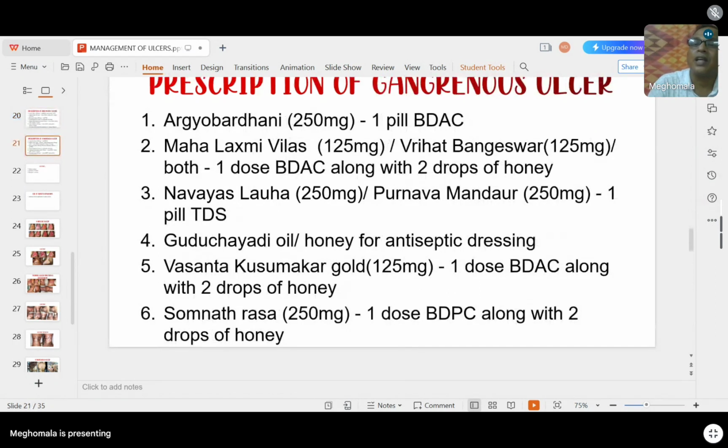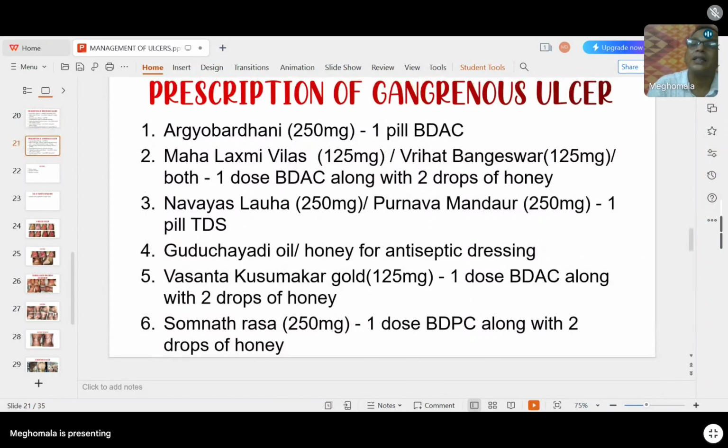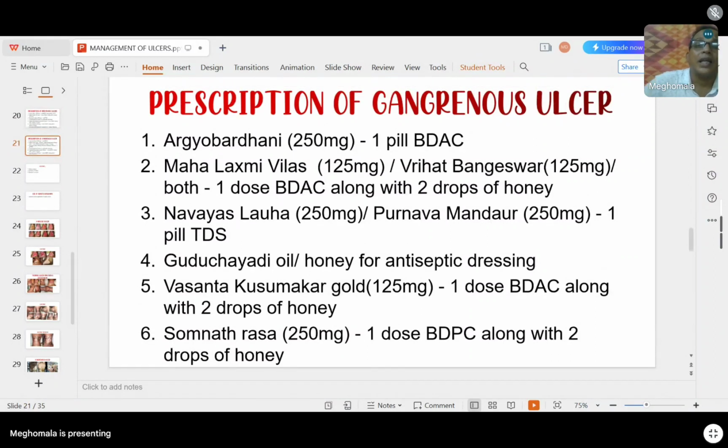Then there is the prescription of gangrenous ulcer. Gangrenous ulcer is mostly diabetic. Without diabetes, gangrene cannot form. So it is almost a carbon copy of the prescription of diabetic ulcer. One thing I have changed here: Brihad Vangeshwar, which is also anti-diabetic and diuretic, and Mahalakshmi Vilas. Mahalakshmi Vilas is a very, very good drug.